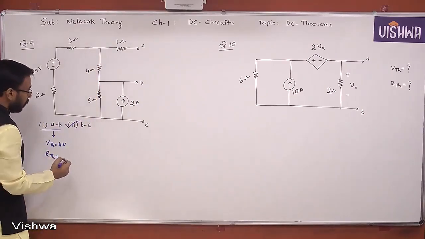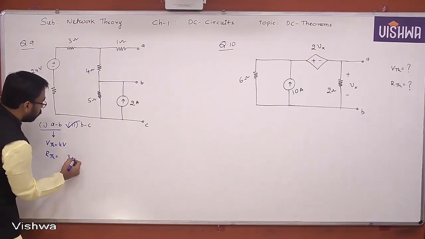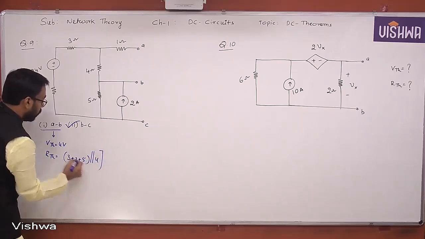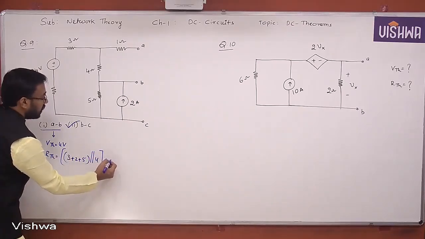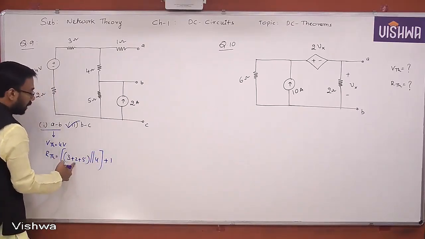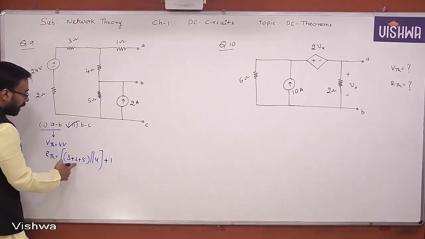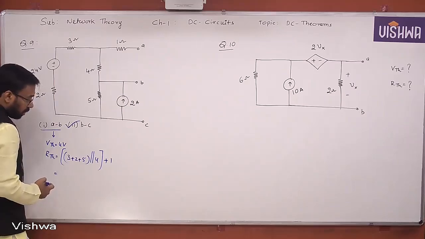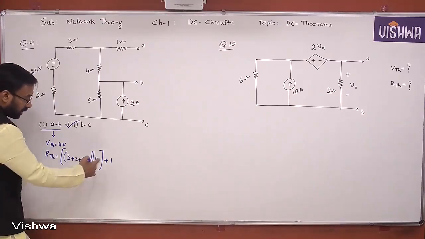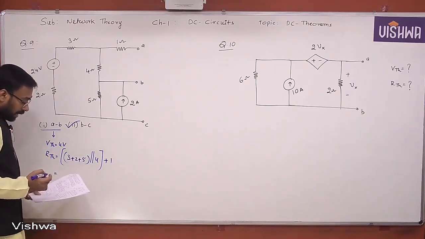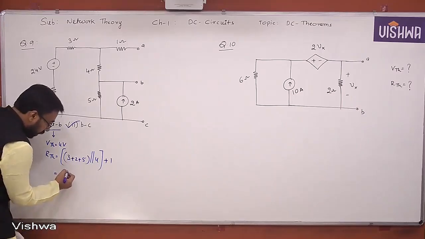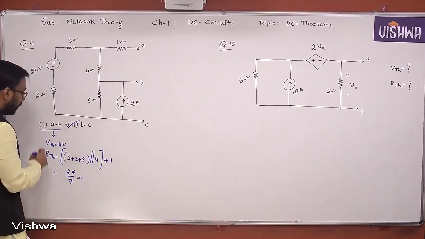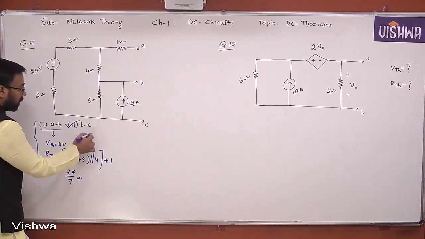So 3 plus 2 plus 5, parallel with 4, and the whole result is in series with 1. So this is 3 plus 2, 5, 5 plus 5, 10, 10 parallel 4, 10 into 4 by 10 plus 4, plus 1, and so on. I can give you the answer directly. Finally, after simplification, you get 27 by 7 ohm. This is what we did in the last session, and you can try with respect to BC terminals.